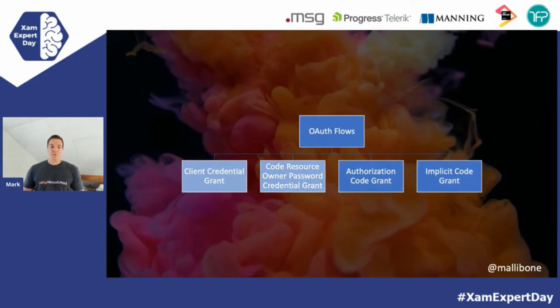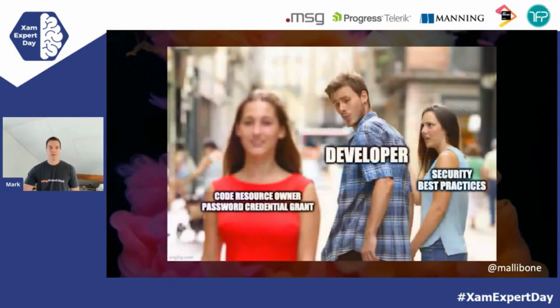And then we have the authorization code grant, which is the one that I just showed you before. The implicit code grant is for when you use a SPA, a single page web application. So those are also there. Now, I just want to stress this point. The resource owner password credential grant might look really nice to the developer. It might not just be the developer, it might also be the business manager, but security best practices say, nah, maybe not the best idea.